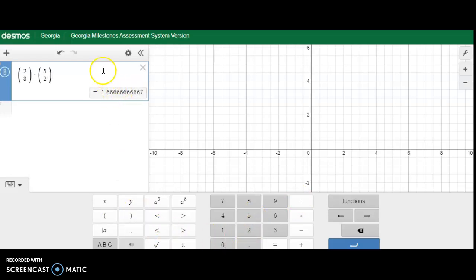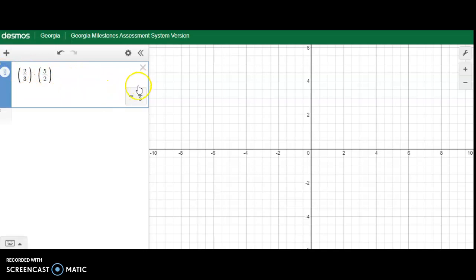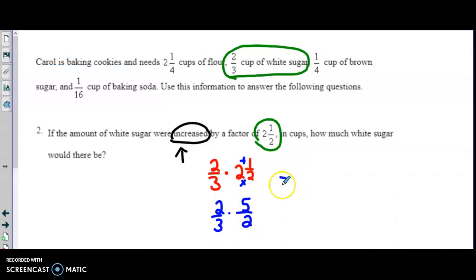Now remember, we can write the answer in a bunch of different ways. It could be written as this, 1.67. We can convert it. It can be written as 5 over 3, or we can make it a proper fraction. So let's look at all of those. I'm going to write all these down. 1.67, 5 over 3.